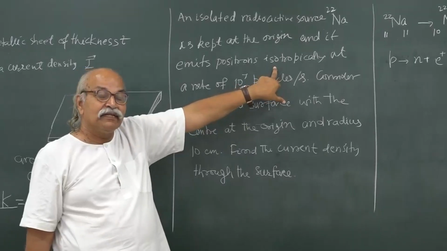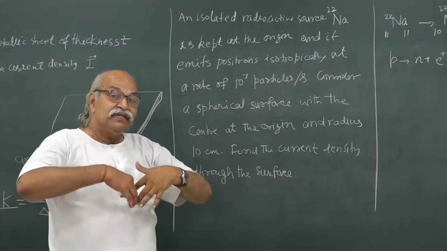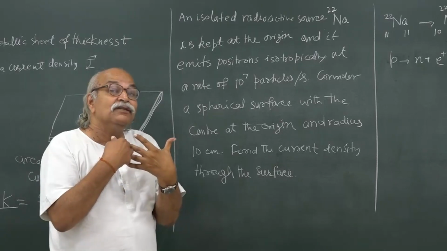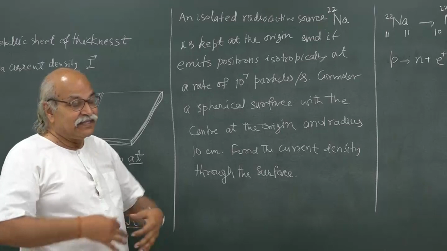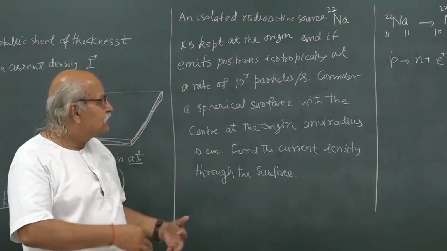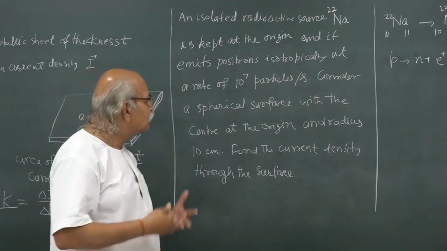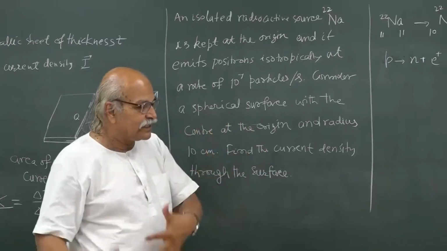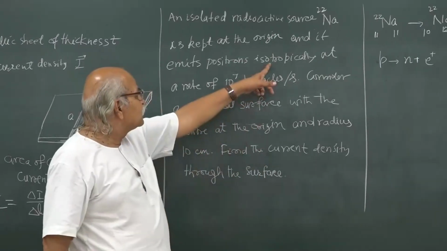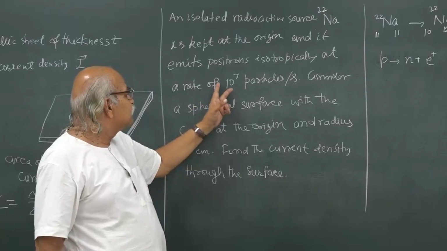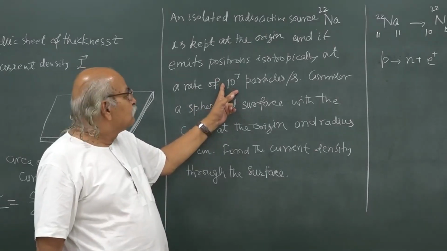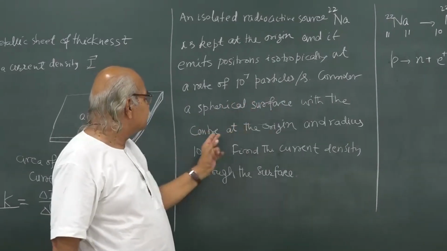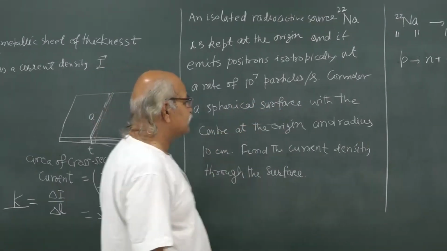Now isotropically means it is emitting in all directions, with equal number of particles in this direction, that direction, that direction, at the rate of 10 to the power 7 particles per second. Now, consider a spherical surface with the center at the origin and radius 10 centimeters.